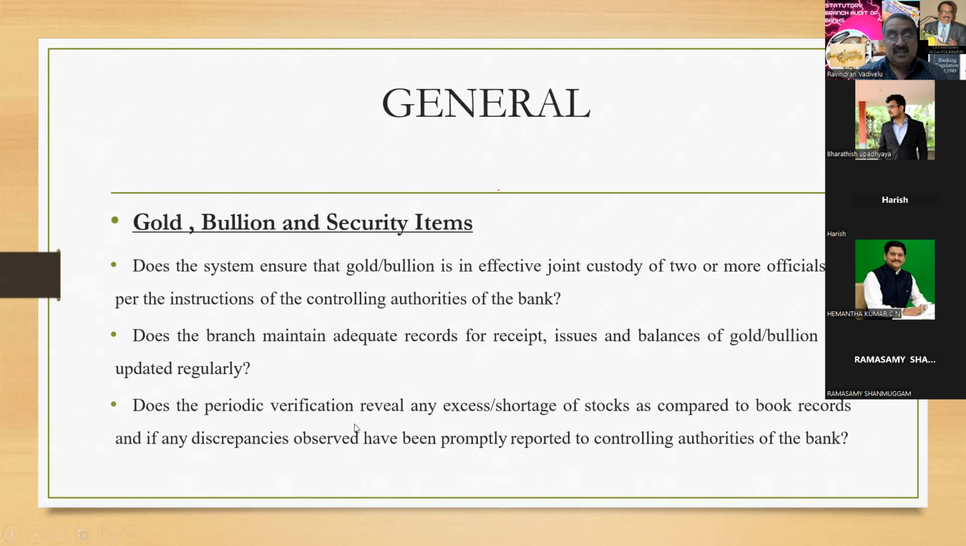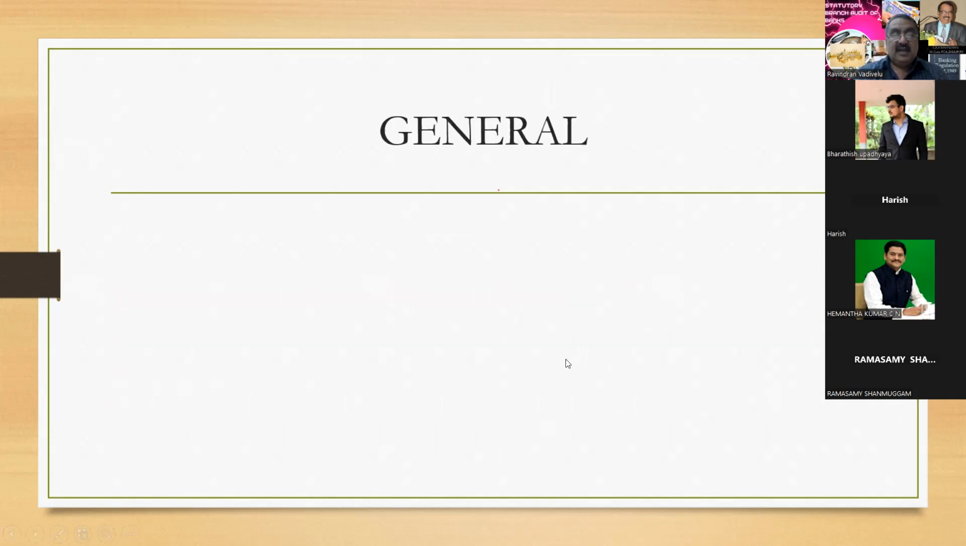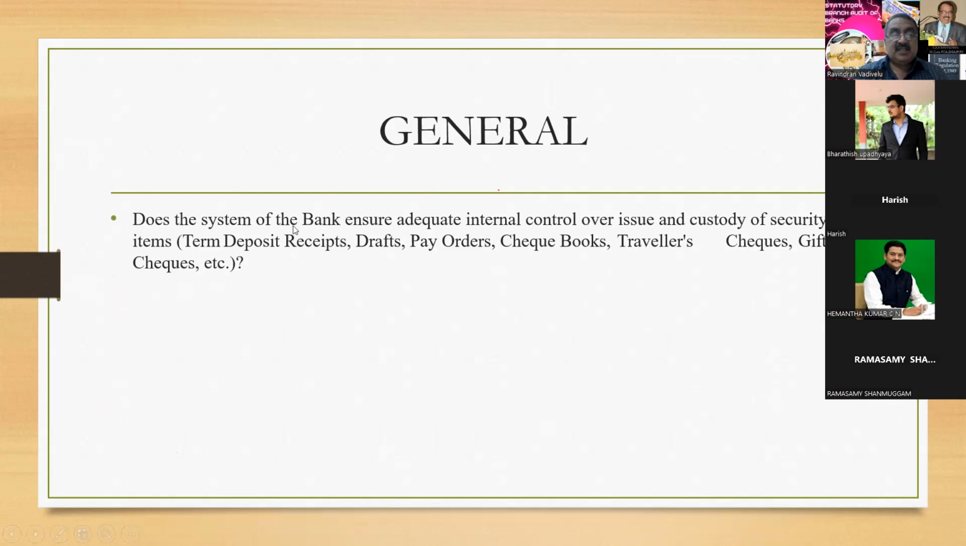Does periodic verification take place? Just like cash, gold and bullion stocks should be verified, and if there is any excess or shortage, the same has to be reported to the controlling authorities. Another point is, does the bank's system ensure adequate internal control over the issue and custody of security items, term deposit receipts, drafts, pay orders, checkbooks, traveler's checks, gift checks, etc.?